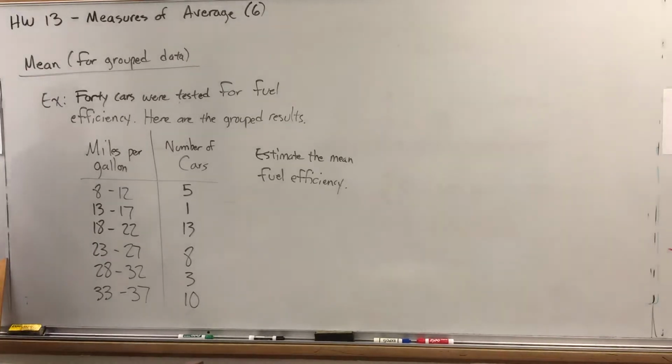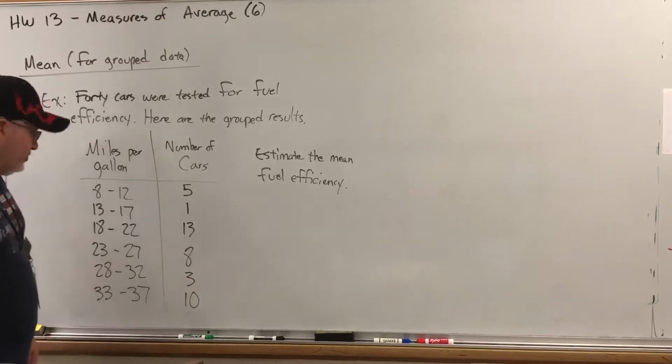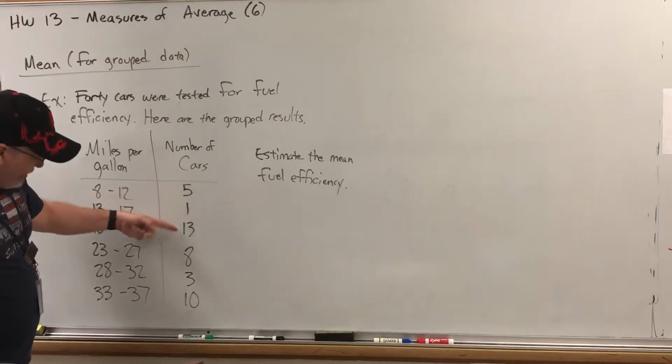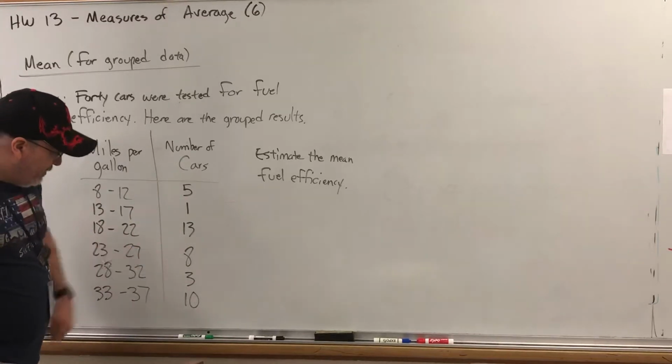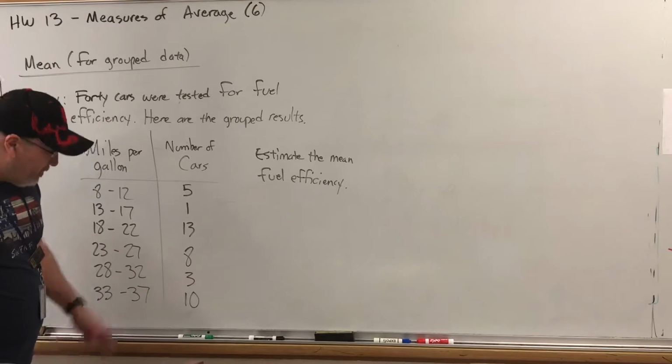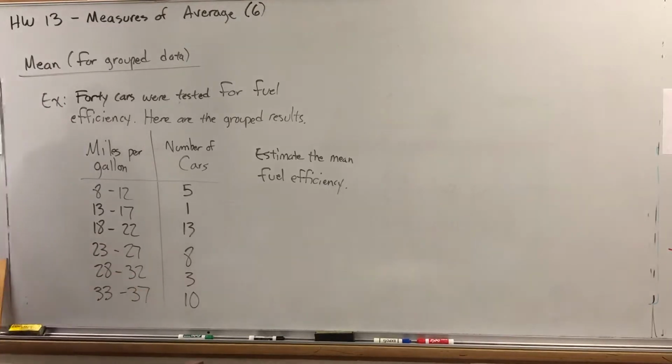So here's the scenario. 40 cars were tested for fuel efficiency. Let me make sure these add up to give 40. 6 and 13 is 19, plus 8 is 27, plus 3 is 30, plus 10 is 40. Here are the grouped results.